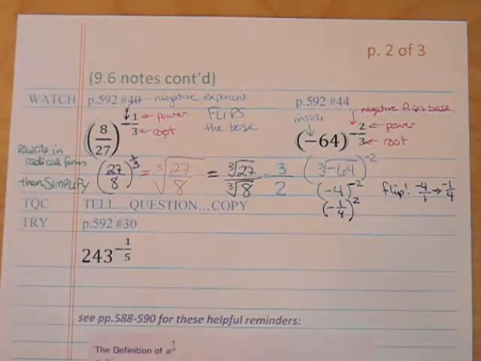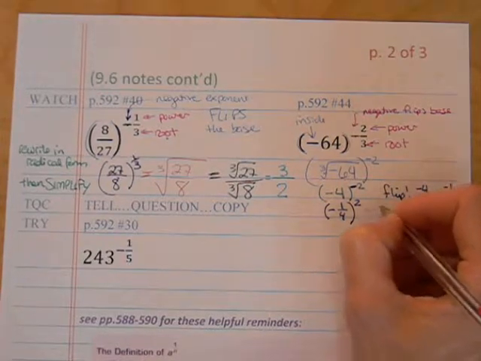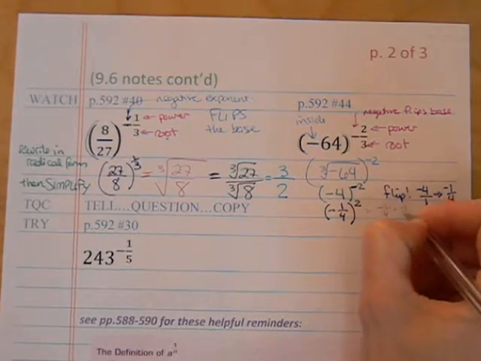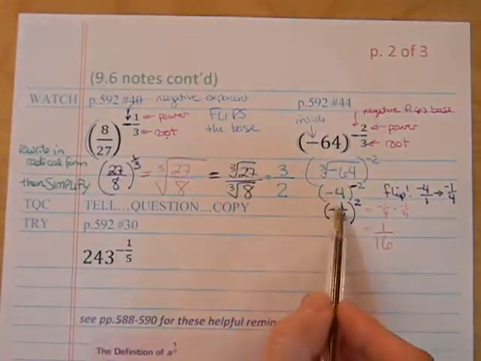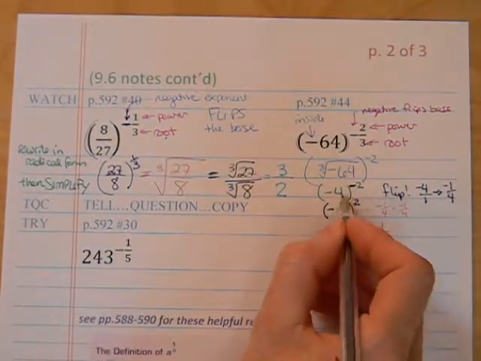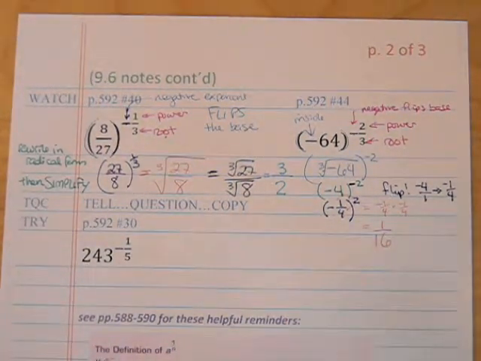And now we square that, which is literally negative 1/4 times negative 1/4. That's going to give you a positive 1/16. Or you can think of it as squaring both pieces. Square the negative, square the 1, square the 4. You get a positive 1/16.